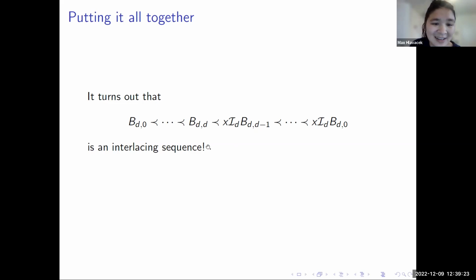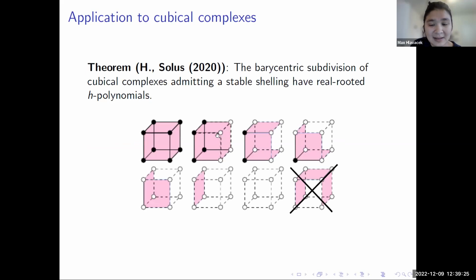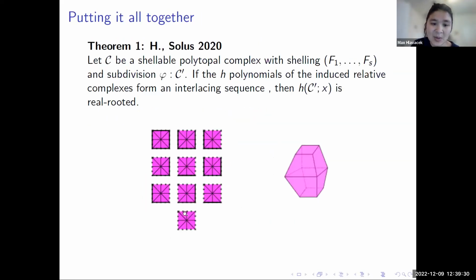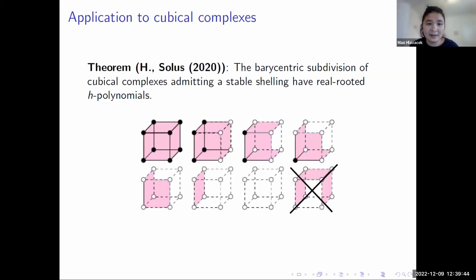So that means, I guess I want to go back to here. Since the h-polynomials of these bite-sized pieces form an interlacing sequence, we can add them together and get a real-rooted h-polynomial of the whole thing. So what this theorem says is that if we have a cubical complex that has a stable shelling, so not just a shelling, but a stable shelling, then the barycentric subdivision has a real-rooted h-polynomial.